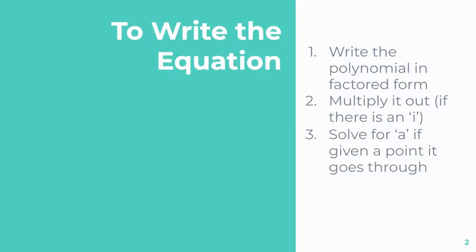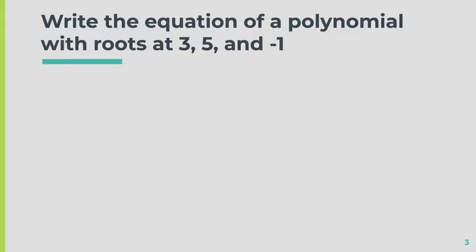And then you need to solve for a, your stretch factor, if you are given a point that the polynomial goes through. So our first example says, write the equation of a polynomial with roots at 3, 5, and -1. Well, I would start by writing the factors. If my polynomial has a root at 3, then its factor is x minus 3. If I have a root at 5, the factor is x minus 5. And if I have a root at -1, then the factor is x plus 1.